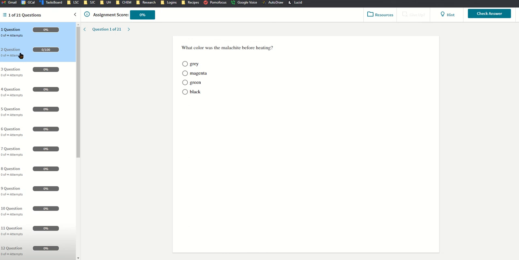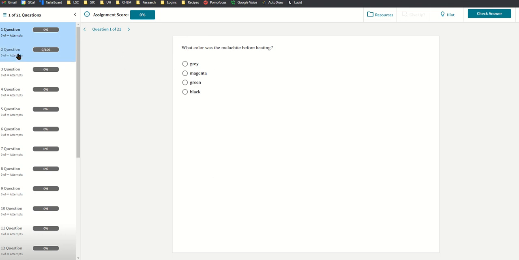Remember, I mentioned there are qualitative findings that you're observing in this lab. By qualitative, that usually means visual, things that don't really have numbers attached to them. It's more characteristics that you can, like I said, see visually. So, what color was the malachite before heating? So, that's something simple that you observed.